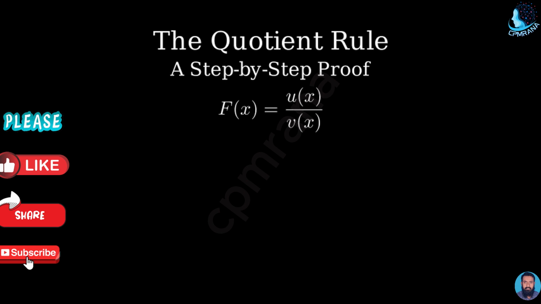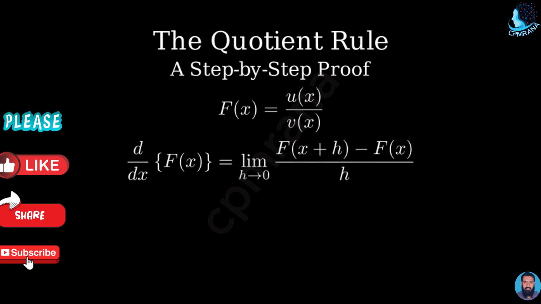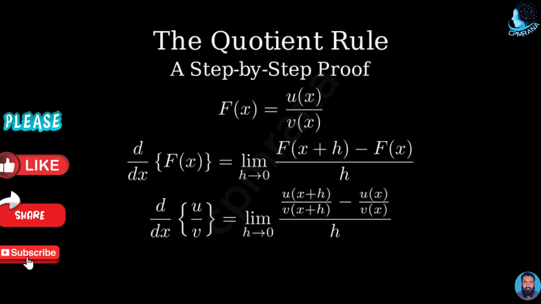To find this derivative, we'll use the limit definition of the derivative. The derivative is equal to the limit as h approaches 0 of f of x plus h minus f of x, all divided by h. Now, let's substitute the expressions for f of x plus h and f of x. f of x plus h is u of x plus h divided by v of x plus h, and f of x is u of x divided by v of x.